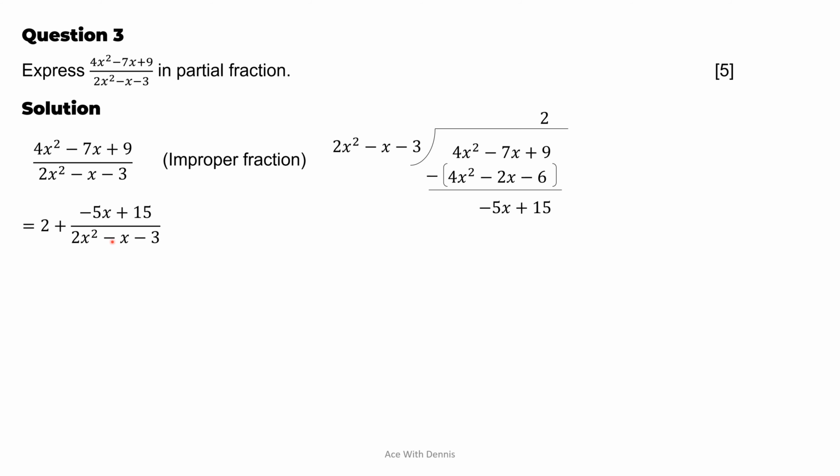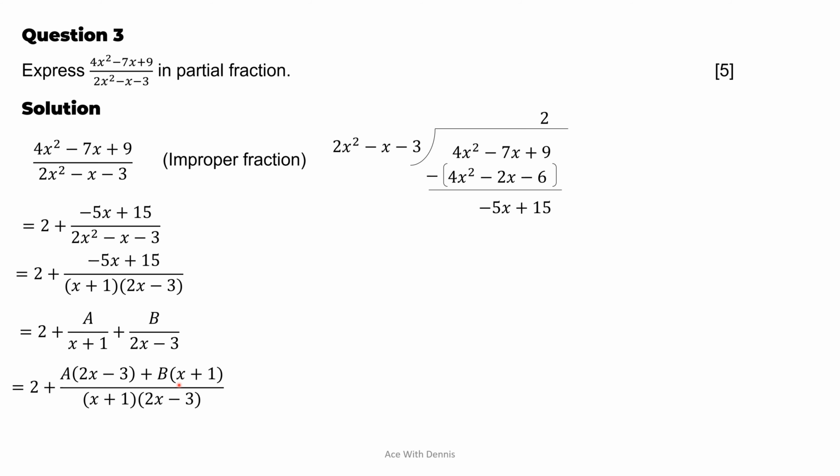Then from this fraction, we can factorize the denominator. 2x squared minus x minus 3 is (x plus 1) times (2x minus 3). So we can break it into two fractions, which is A over (x plus 1) plus B over (2x minus 3). Our next job is to find the values of A and B. So what we do is we combine these two fractions again. We should get the same fraction as the previous step.